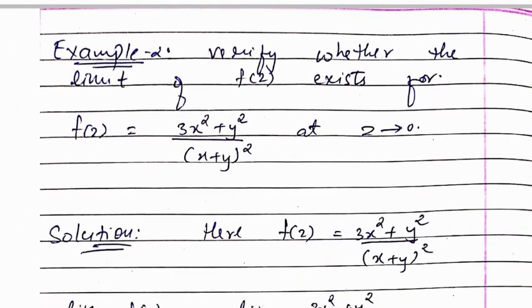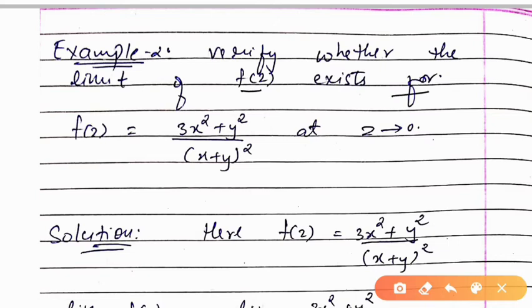Now next example we will see to verify whether the limit exists or not. So next example is verify whether the limit of f of z exists for f of z equal to 3x square plus y square upon x plus y whole square, at z tends to 0.